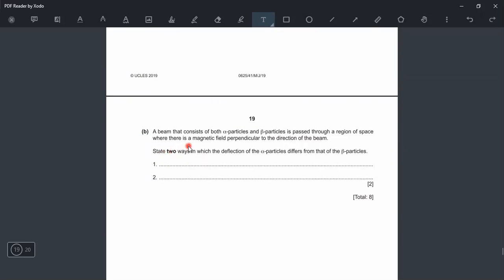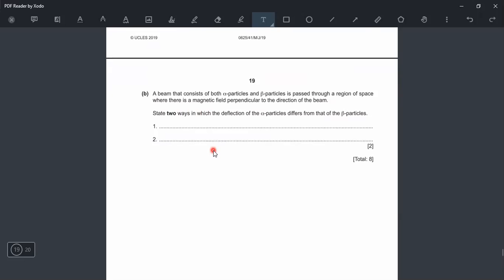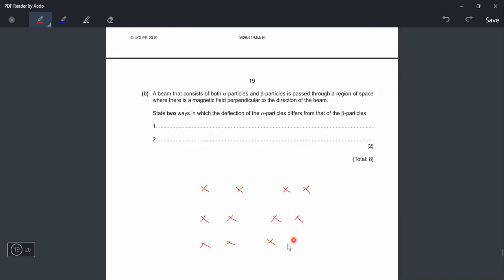A beam that consists of both alpha and beta particles is passed through a region of space where there's a magnetic field perpendicular to the direction of the beam. State two ways in which the deflection of the alpha particles differs from the deflection of beta particles. Now, if you remember, if we have a magnetic field into the page, and you have both alpha and beta particles traveling along the same line, using Fleming's left-hand rule, you'll realize that the alpha particles experience an upward force, so they deflect upwards, but the beta particles would deflect down.